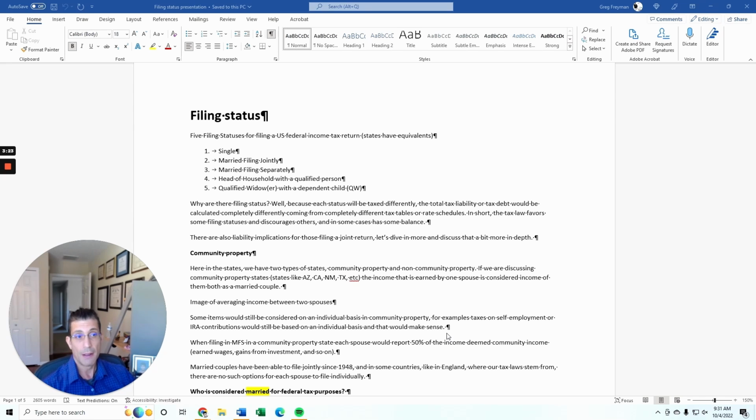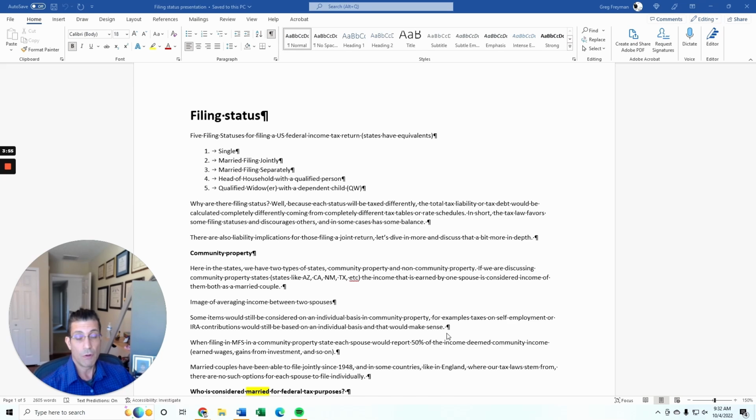But just know that here in the States, we have this filing status thing, where in other countries there is no such thing as filing status. Our tax laws come from the English tax system, and the English tax system actually doesn't have these kinds of filing statuses, where single or head of household or married. It's just you're filing as yourself. And it's actually a fiscal year. It runs from April to April instead of January through December like we do.